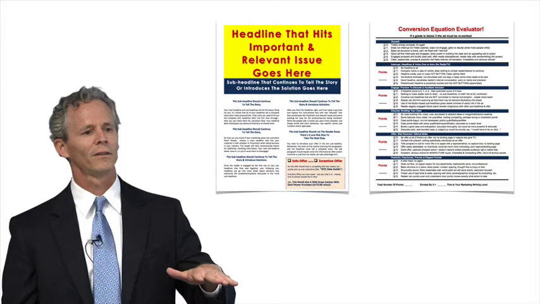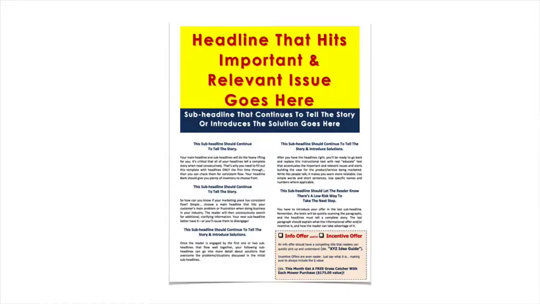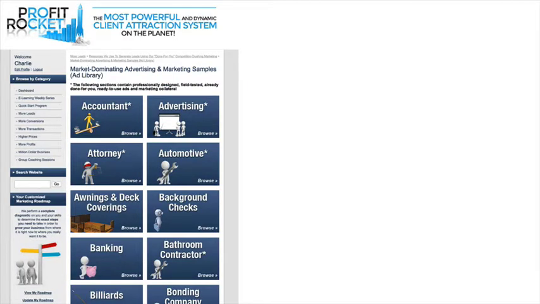Okay, now that you have the tools, let me show you how they work. All right, let's start with the ad template that looks like this. What I'm going to do is just go into the Profit Rocket system, and in our ad library, you can see there's a bunch of different industries. I'm going to grab the bathroom contractor.